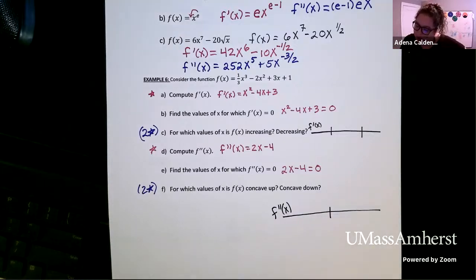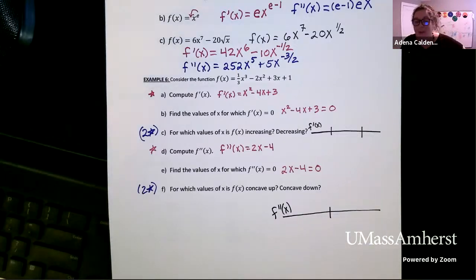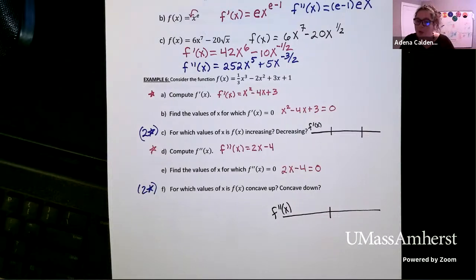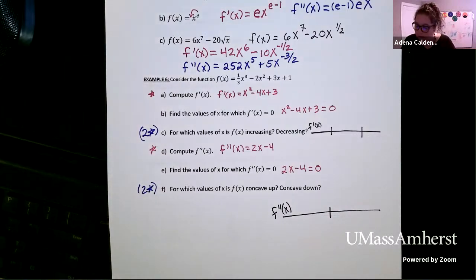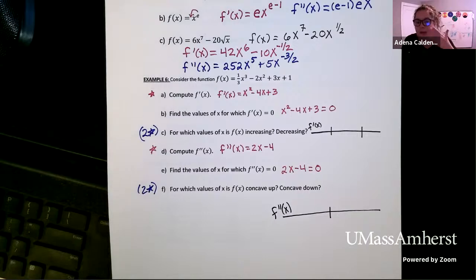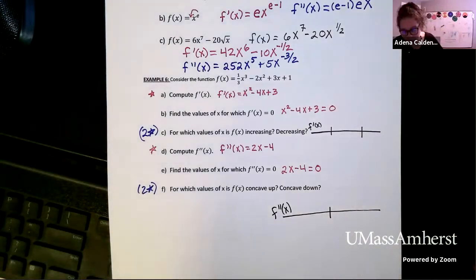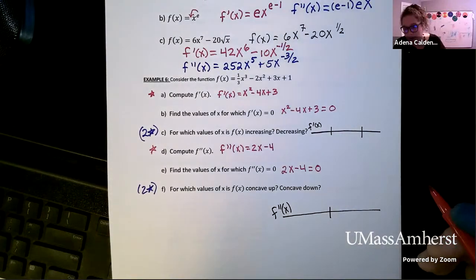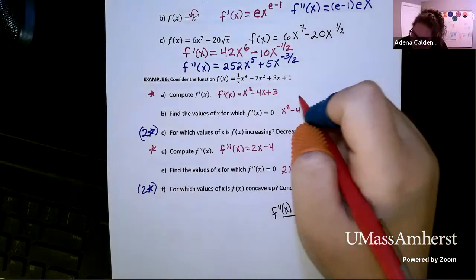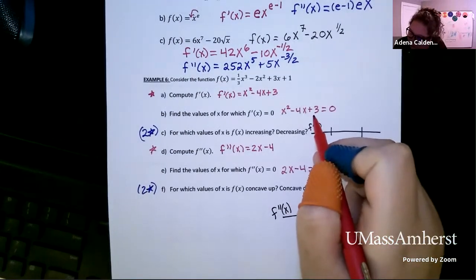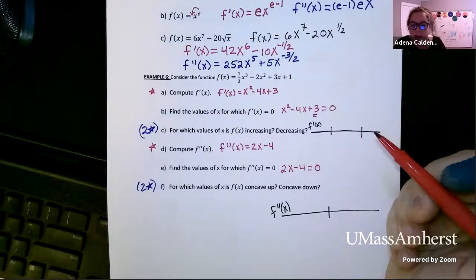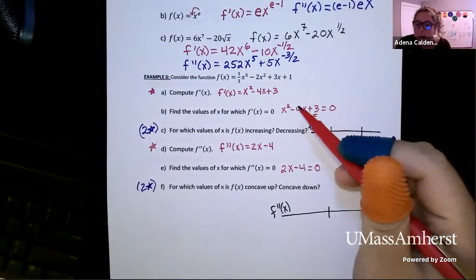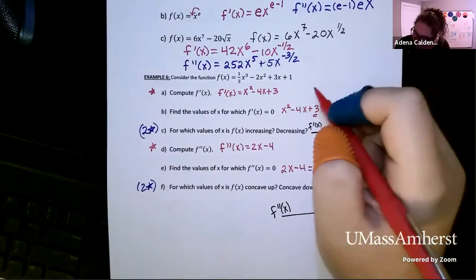Part B says find the values for where the derivative equals 0. Okay, so we have this quadratic function equals 0. There's 2 ways to figure this out. We can use the quadratic formula, or we can try to factor it. I'm going to factor it just because I prefer factoring, but if you use the quadratic equation, that's totally fine too. So when you factor, you're looking for 2 numbers that multiply to give you the last term, but that add up to give you the middle term.